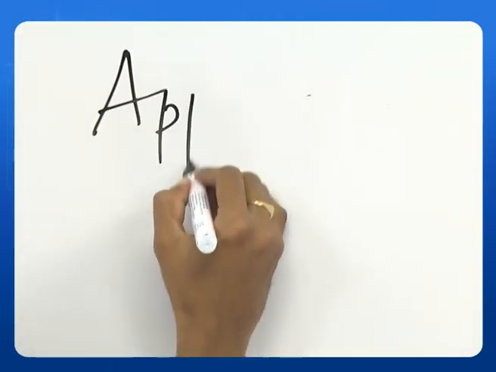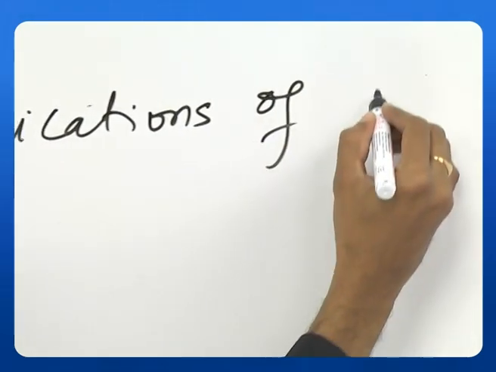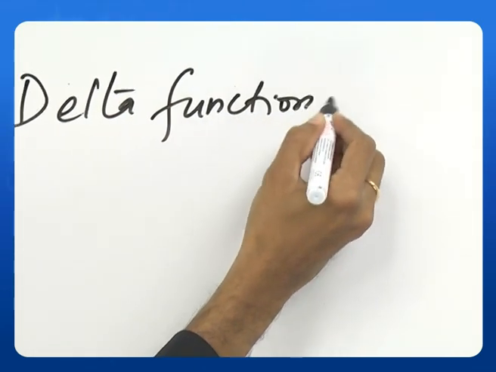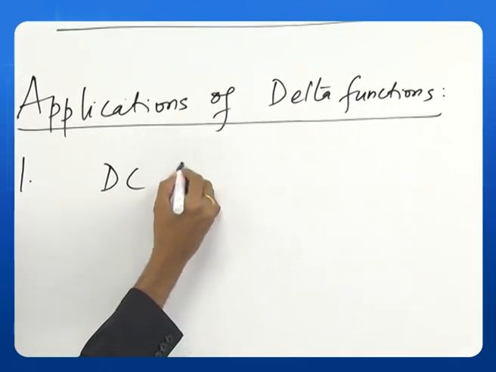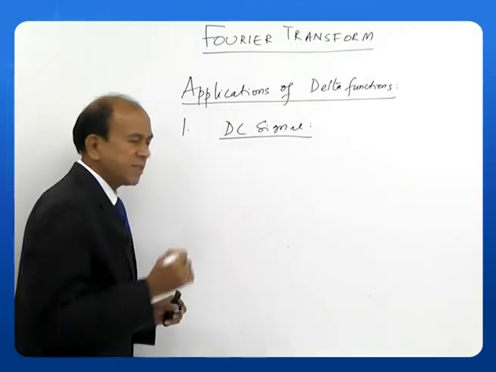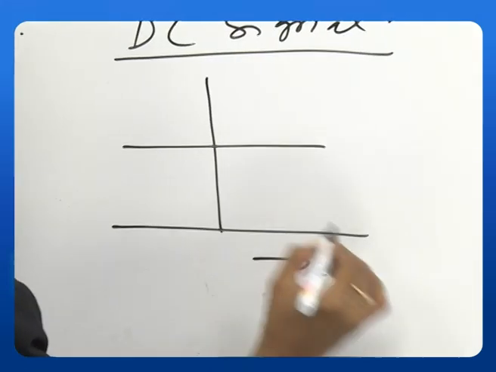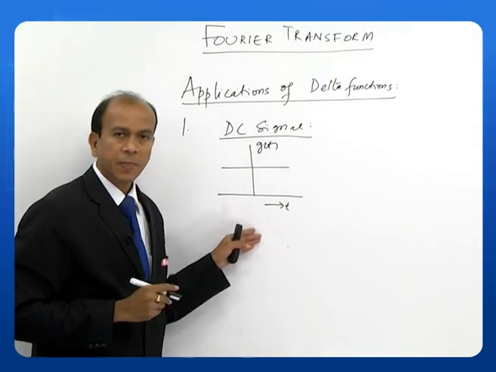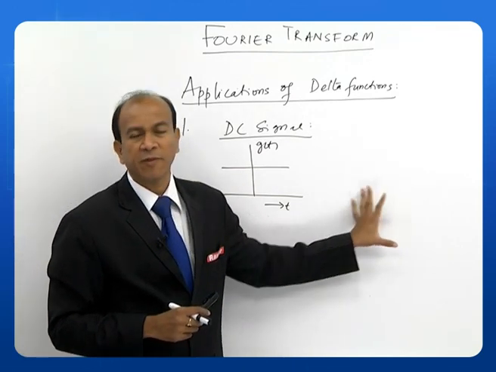Applications of delta functions. The first one is a DC signal. How does a DC signal look like? This is our DC signal. Let us say this is my g of t. This is a DC signal. We want to know what is the frequency spectrum or frequency of this.